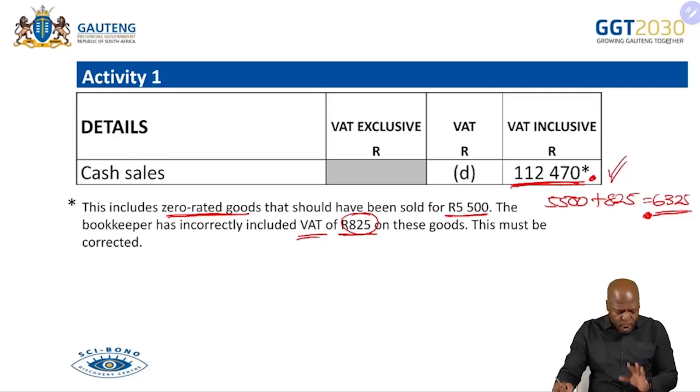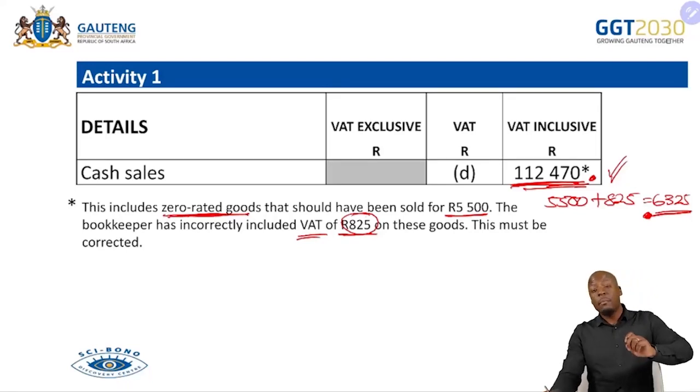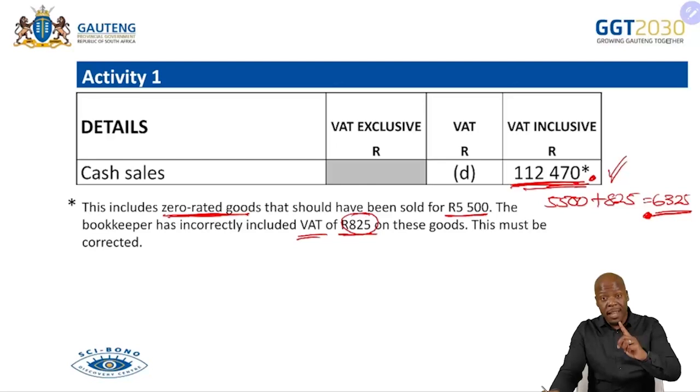So, if you are to break down what they're saying here, in the 112,470, this figure here, they have included 6,325. Yet, the 6,325 is for zero rated goods. Remember, we managed in a previous lesson to distinguish between the 3 supplies. Our standard rated supplies, the ones we charge VAT at 15%. Zero rated supplies, remember, calculated VAT at 0%. And then our exempt items, these are not subject to VAT.